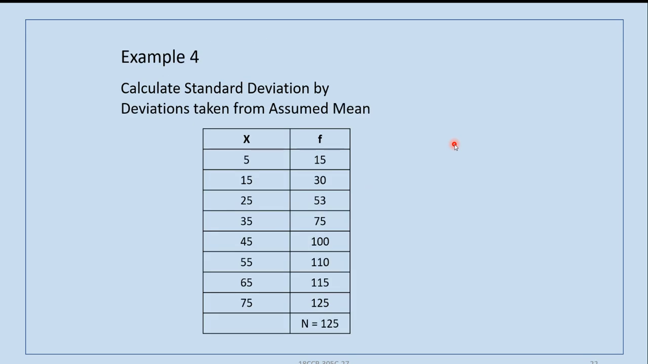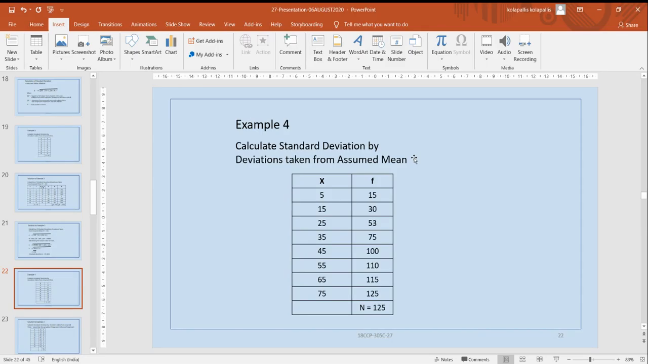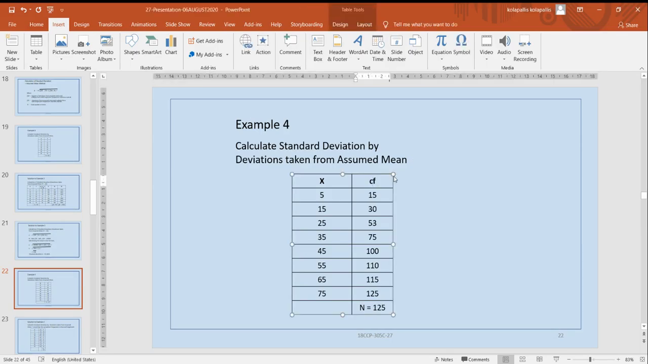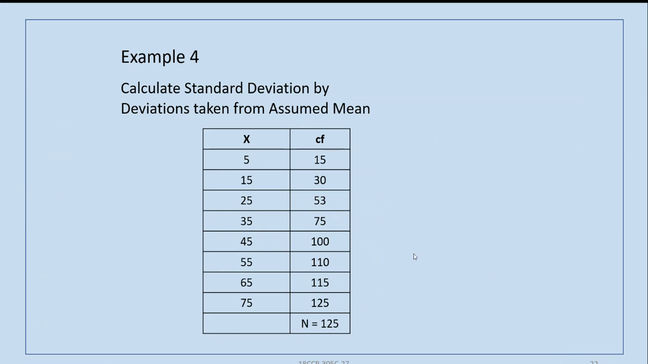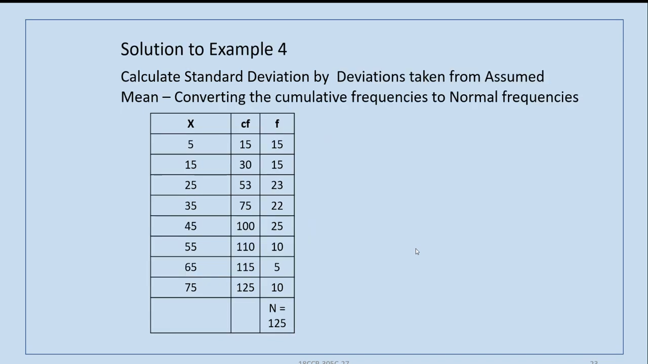We will see another example. Here, instead of giving frequencies, the cumulative frequency is given in the problem. So we will first convert the cumulative frequency into normal frequency, and then we will calculate the arithmetic mean and standard deviation. In the next slide, we will be seeing the solution.